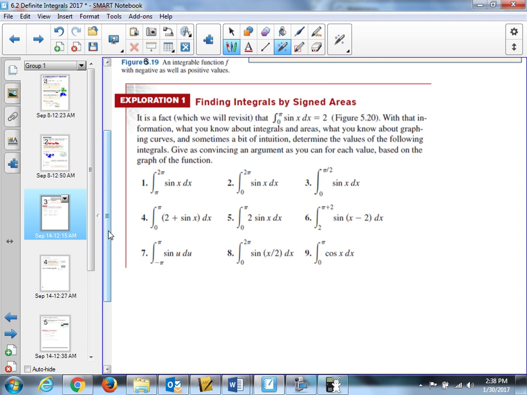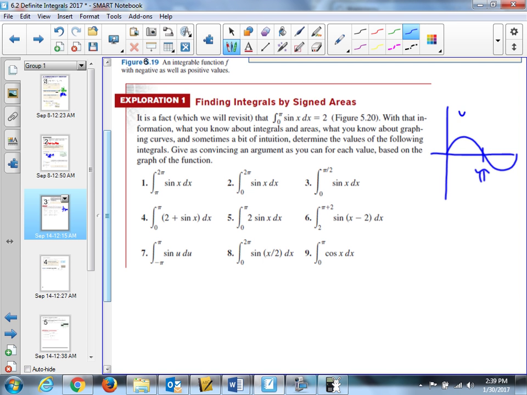It is a fact, which you can see later on when we revisit, that the area from 0 to pi for sine of x dx is 2. Now, this area is equal to 2 here. So what would this area below here by symmetry, from pi to 2 pi, would be negative 2. Absolute value, though, is just an area of 2. We'll keep this in mind.